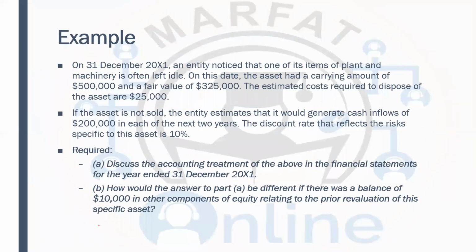Okay, now we have an example. On 31st December 20x1, an entity noticed that one of its items of plant and machinery is often left idle. On this date, the asset had a carrying amount of 500,000 and a fair value of 325,000. The estimated costs required to dispose of the asset are 25,000. If the asset is not sold, the entity estimates that it will generate cash inflows of 200,000 in each of the next 2 years. The discount rate that reflects the risk specific to this asset is 10%.